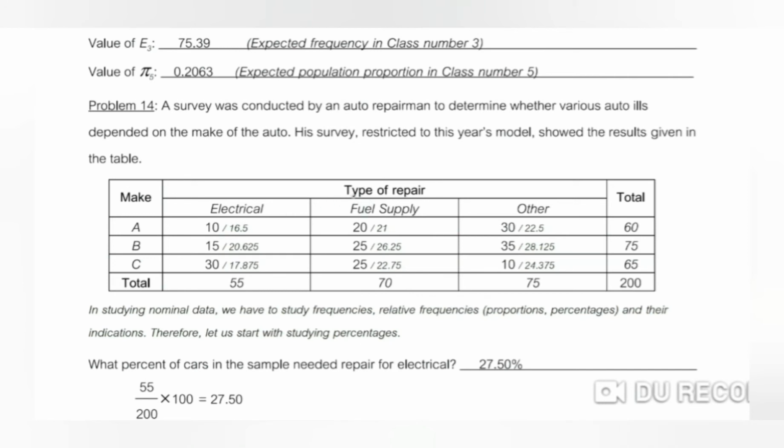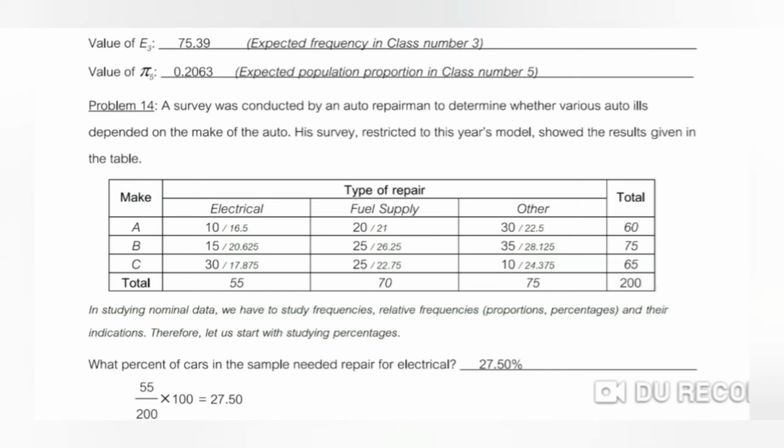Another variable is type of repair. Type of repair has three values. They are represented by three columns: electrical, fuel supply, and other. So for each auto, he recorded two variables: what make, what problem. Make A or B or C, what problem, electrical, fuel supply, or others. Row total 60. Let's study terminology first.